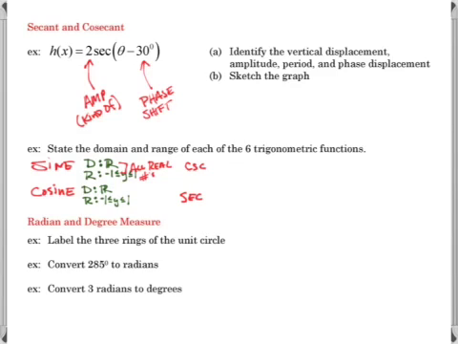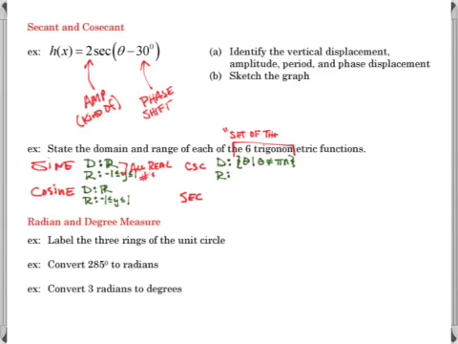Cosecant and secant. Cosecant is 1 over sine. So I'm going to have a problem where I have division by 0, so sine of something being 0. That's going to work out to be any multiple of pi. So sine of 0 is 0. Sine of 180 degrees is 0 as well. So any multiple of pi is going to be a problem. So that's not in my domain.